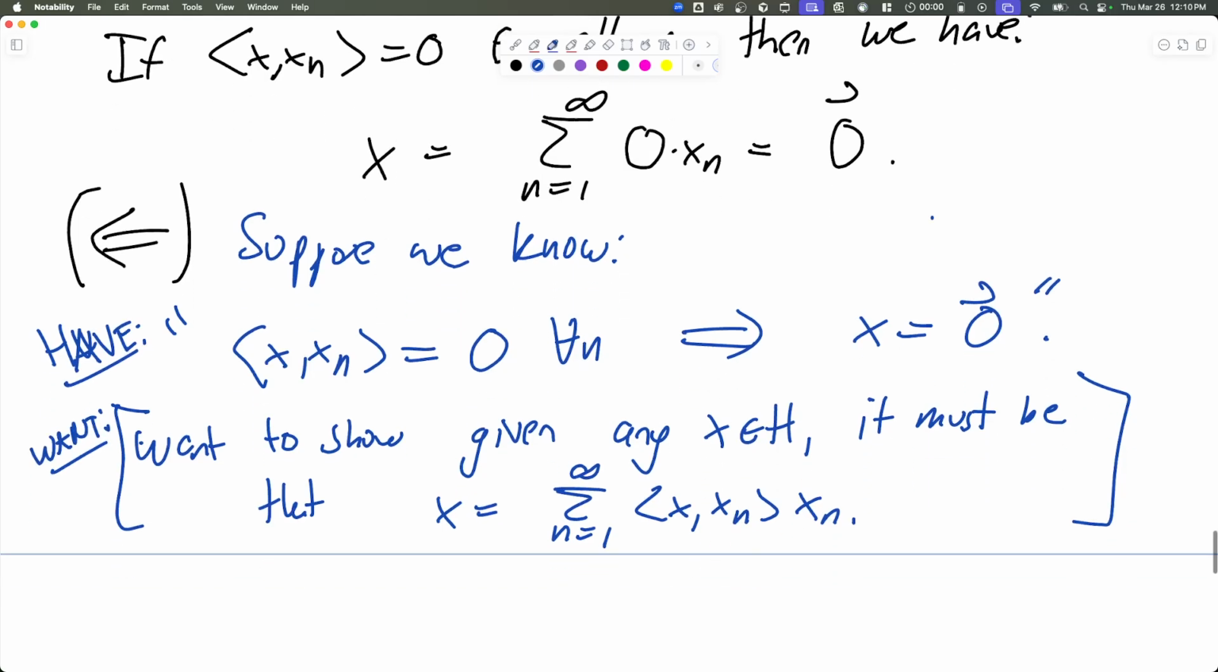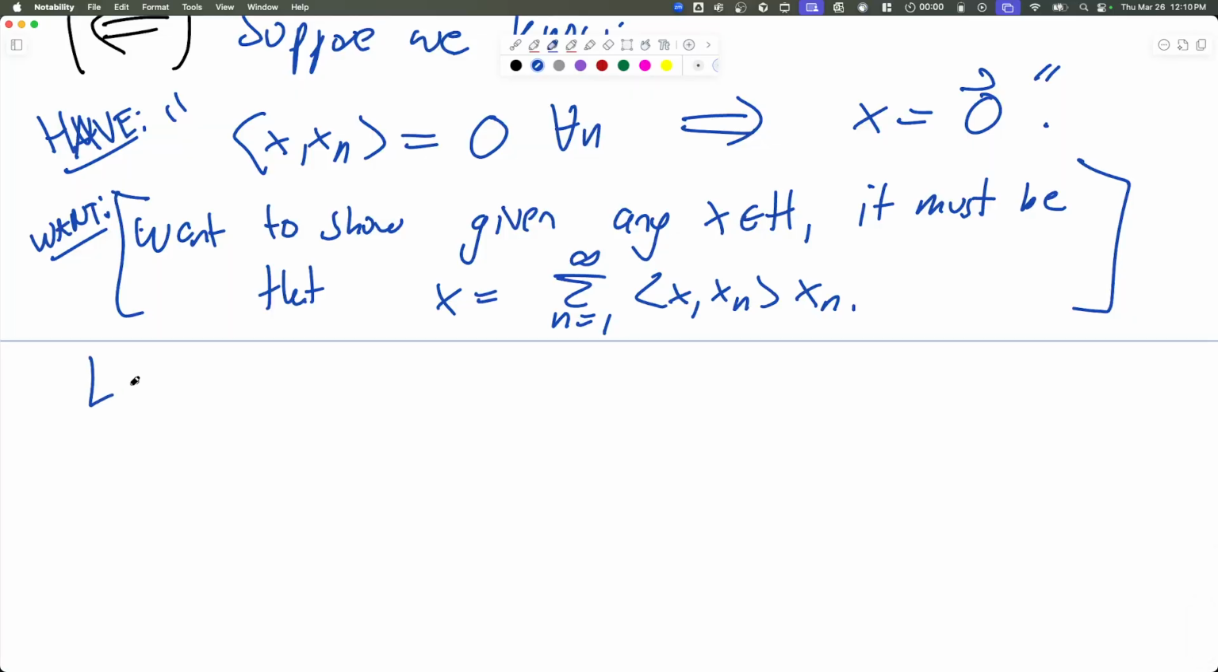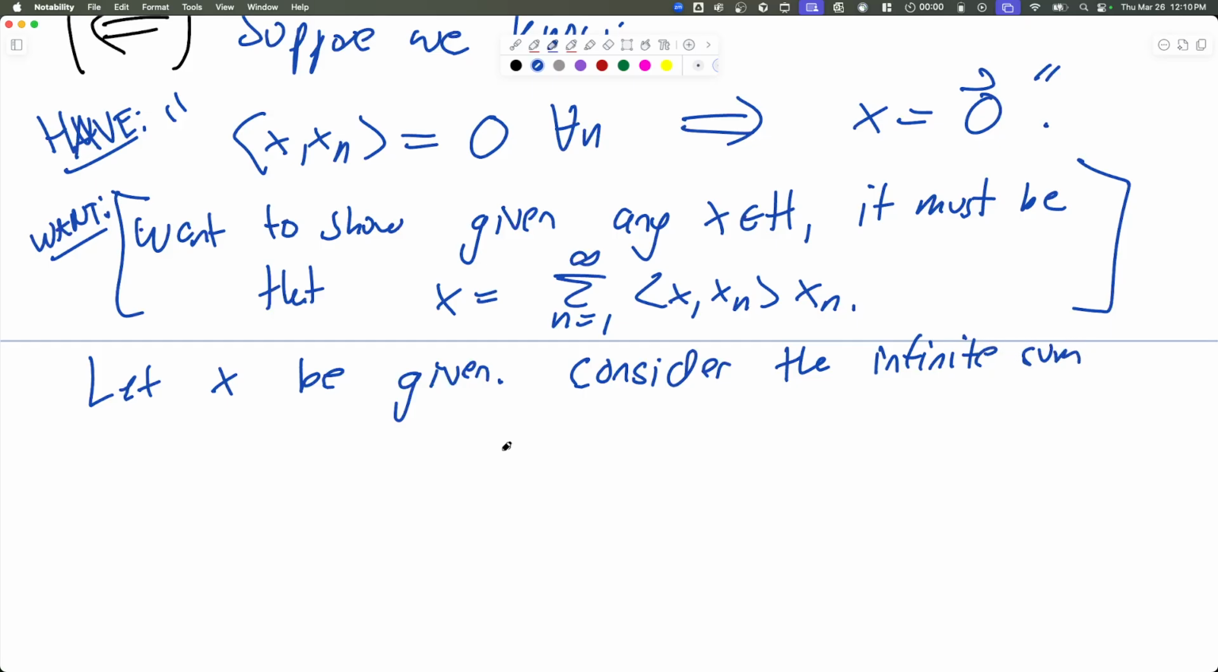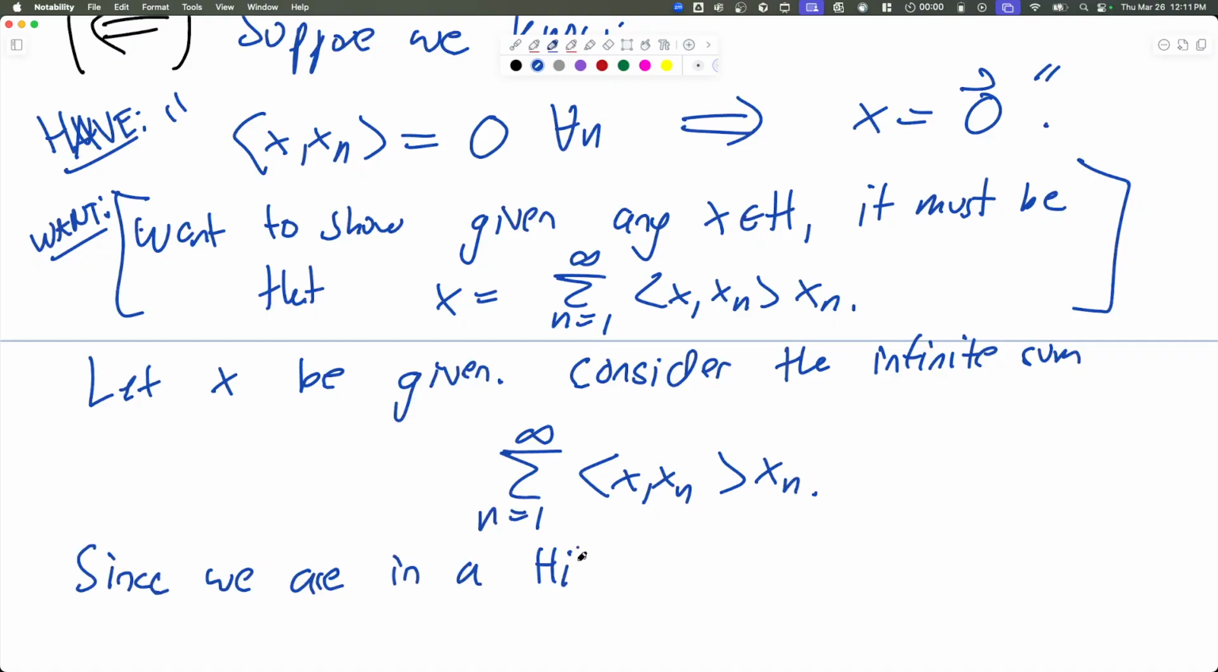Okay, fantastic. Here's what we're going to do. Let x be given. Consider the infinite sum that we're interested in, the sum from n equals 1 to infinity of <x, xn> xn. So x is some vector, and we make this infinite sum. We don't yet know that this infinite sum equals x. That's what we'd like to prove. But we do know that it converges to something. By the Bessel inequality, this converges to something. We're in a Hilbert space, and that was the previous theorem.